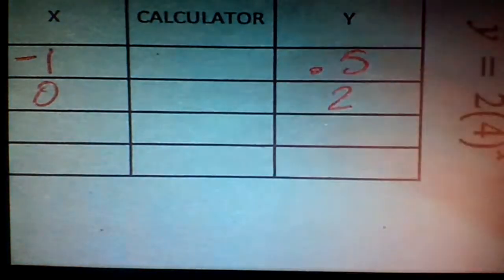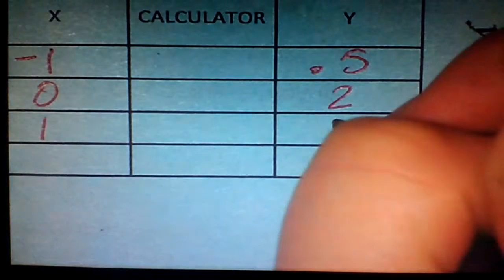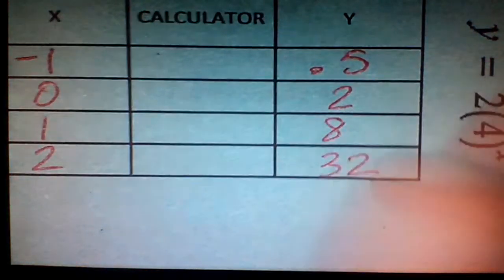So we know -1 and 0.5. We know 0 and 2. We know 1 and 8 and 2 and 32.